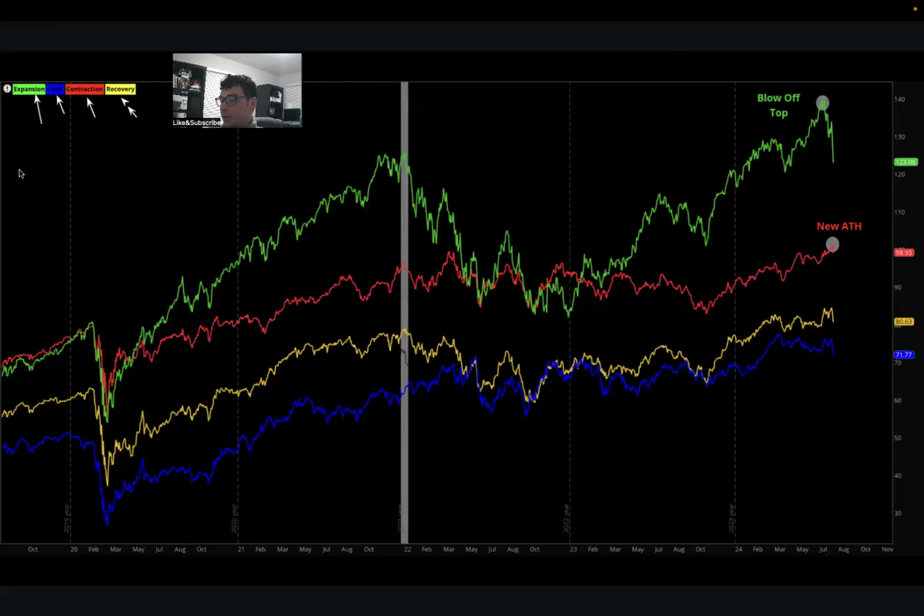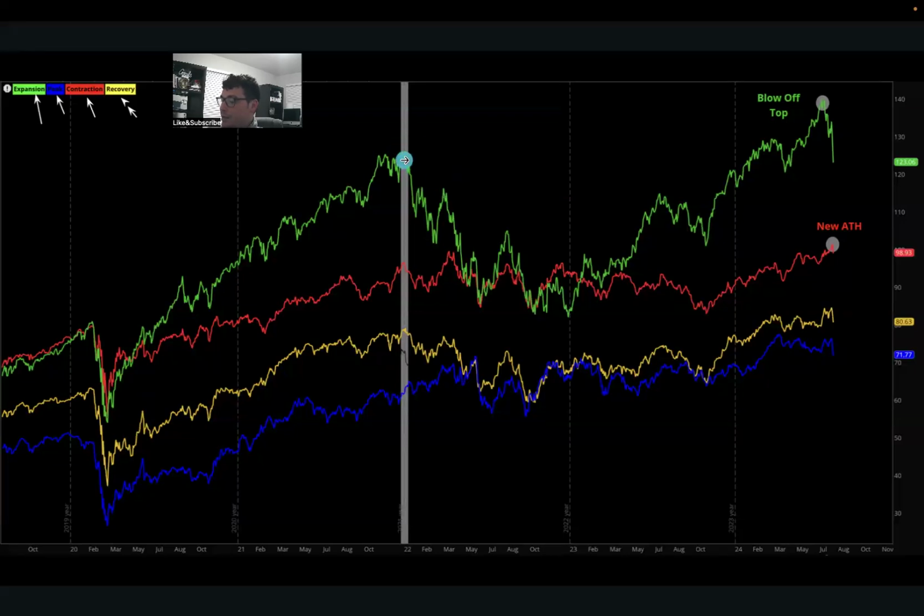Okay, so if we take a look at where we're at right now and what we're facing, this is basically where we're at. Okay, expansion had a blow off top, right? The last time we saw a blow off top in expansion, well, that was the very beginning of the last bear market, right? We saw this huge, massive blow off top. It's very similar to the move that we're having right now, right here. We're seeing something very similar right now. Now, what did we have back then? We also had new all-time highs in the contraction phase, right? So we had new all-time highs in the contraction phase with a blow off top.